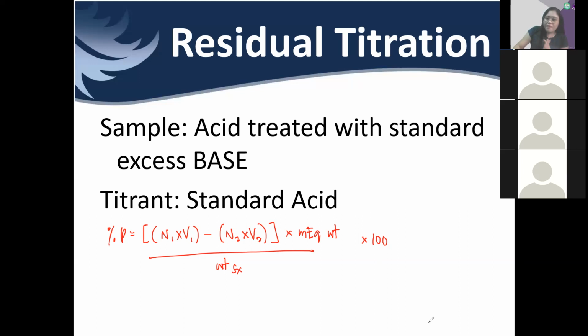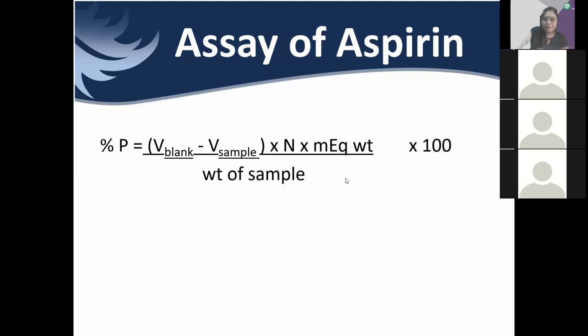But aside from the residual titration, we may also do blank titration. I think I have also defined this one last time: when you say blank titration, you will be repeating the titration process, the same procedure in conducting the titration, but this time you are going to omit the sample. Okay? Omit the sample.